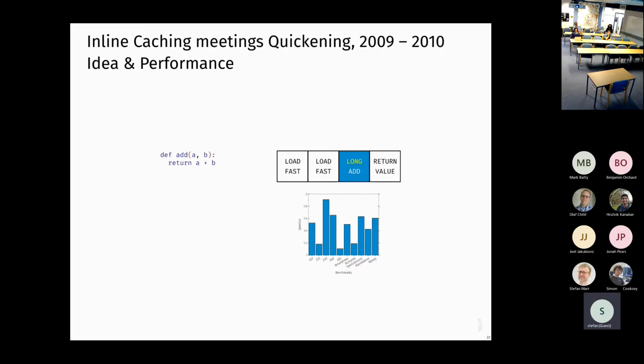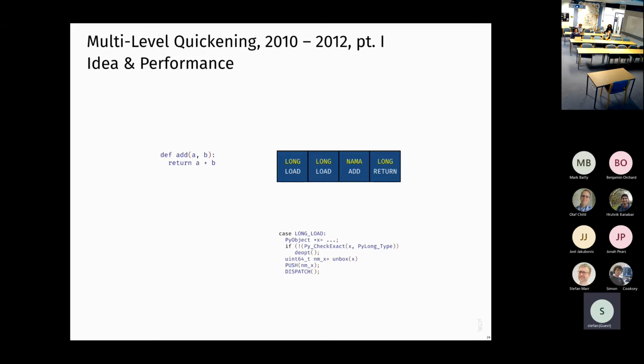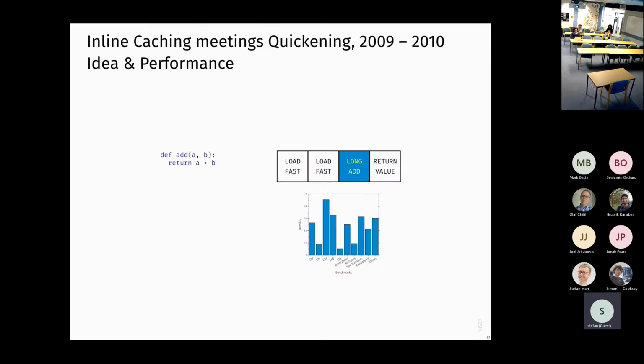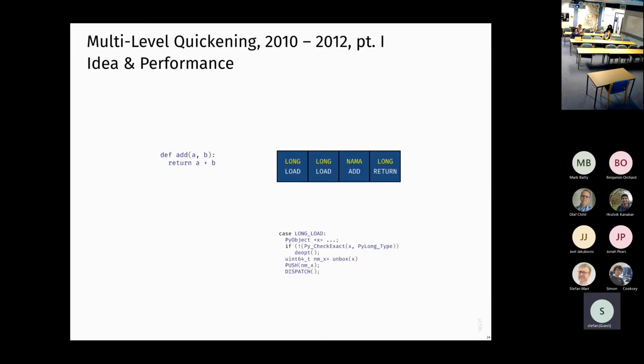In multi-level quickening, we basically take this one step further. So the idea is then to not replace one instruction, but to replace all the instructions that are combining in this computation. So you see we've rewritten the load instructions and also the return instruction. And here I have the 3 different implementations that we need here. So we have this long load here, and we basically moved from this long add instruction, the type check, to the load instruction. So here we have the type check, and we have an unboxing.